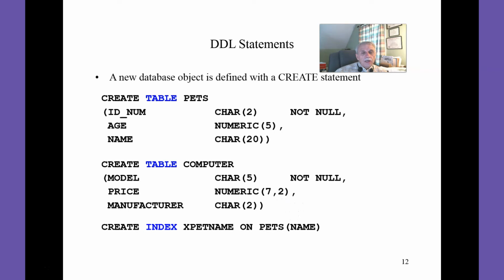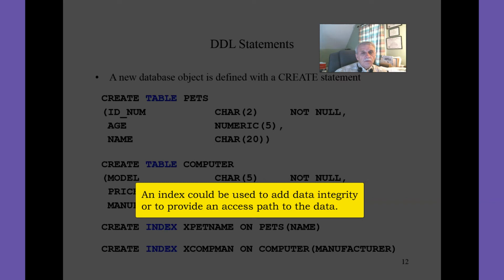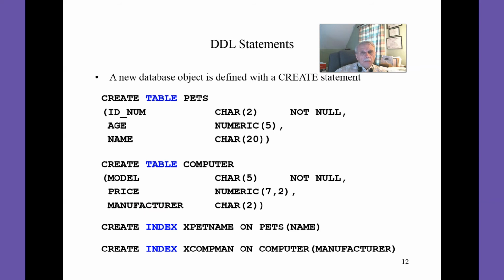We can also create indexes as needed, and the indexes can be used for a couple purposes. They can be used to add integrity to the data, for example, enforcing uniqueness if we so desire, but they can also be used to provide potentially efficient access to the data when we run a query. So let's go to the database and try this out.